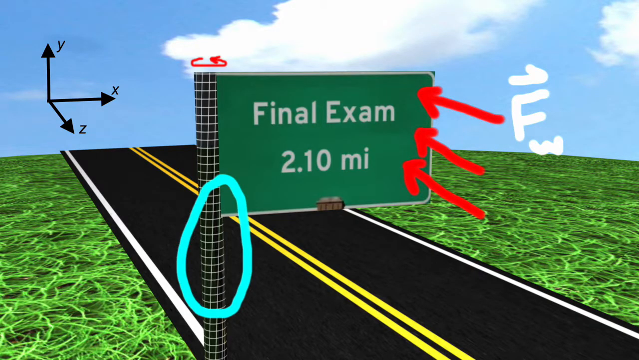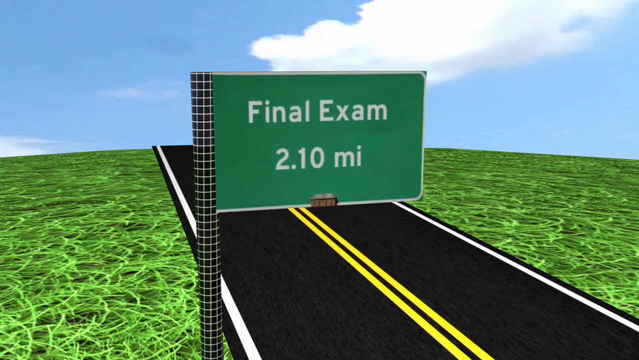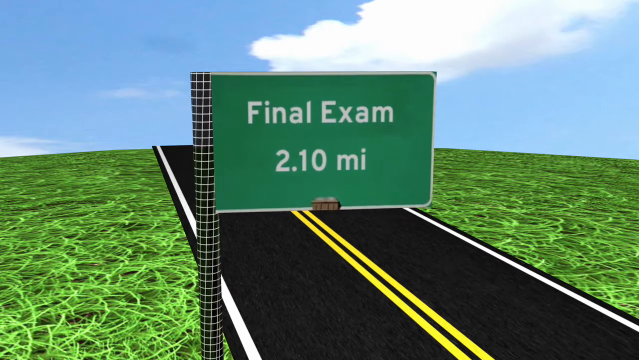First, consider the wind causing the sign to twist. As it blows, it generates a moment on the sign and causes the pole to be loaded in torsion since it's fixed to the ground. Take a look at the grid texture on the pole. Note that the squares deform as the sign twists about the y-axis.